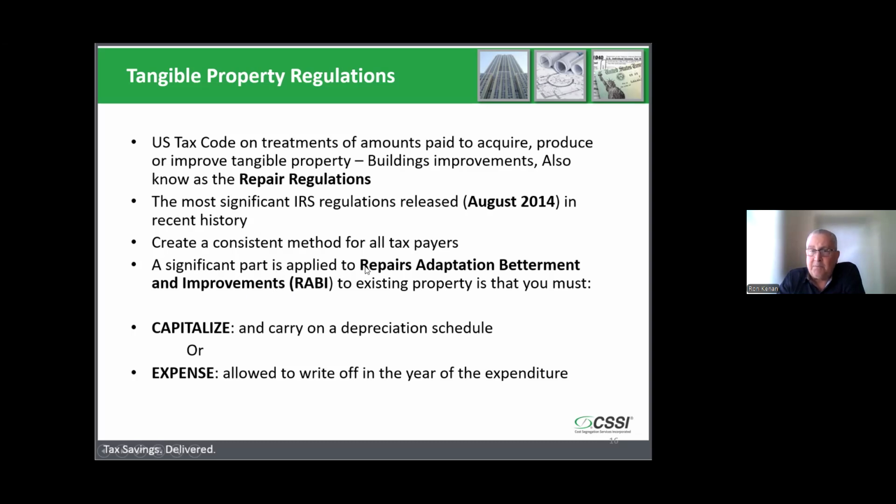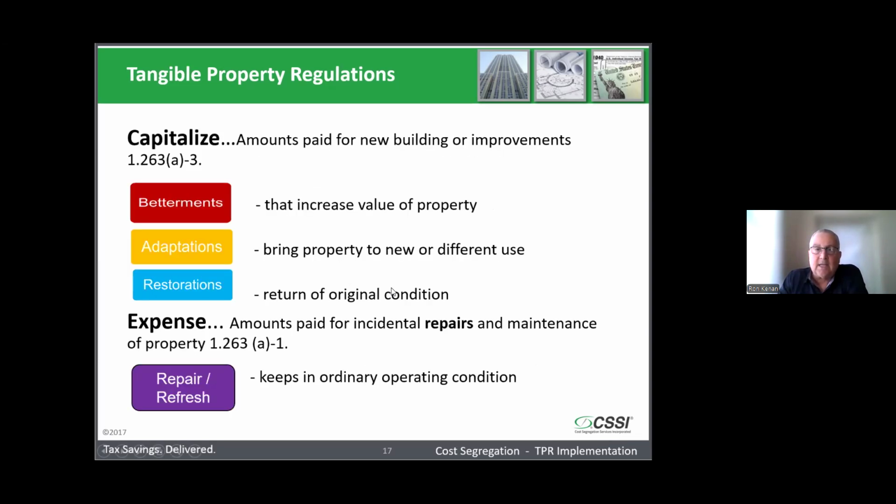A significant part of it relates to what's called repair, adaptation, betterment, and improvement. I happen to make the word RABI, so it's easy for us to remember here. So this deals basically with all the additional expense that you put into a property once you acquire it or over the years, and you can save money on it.